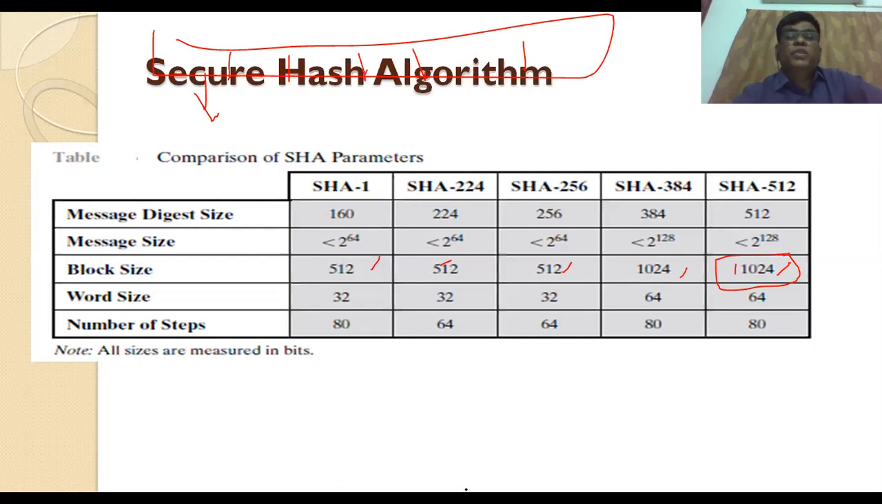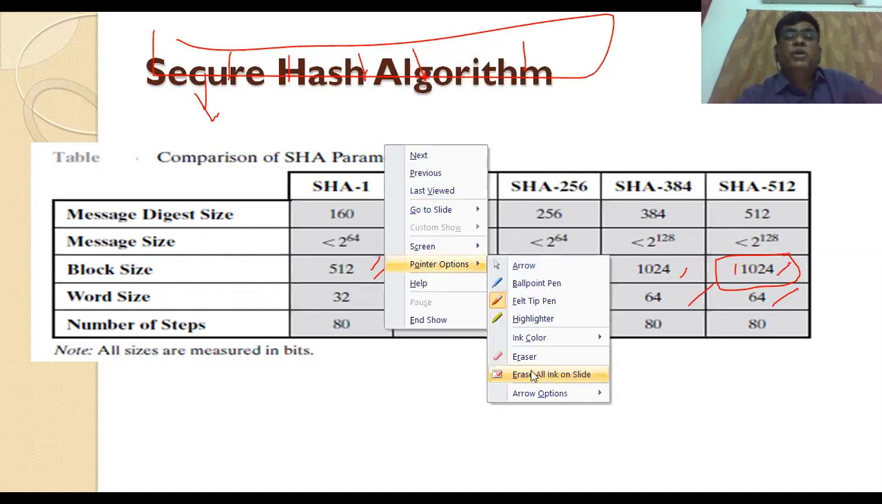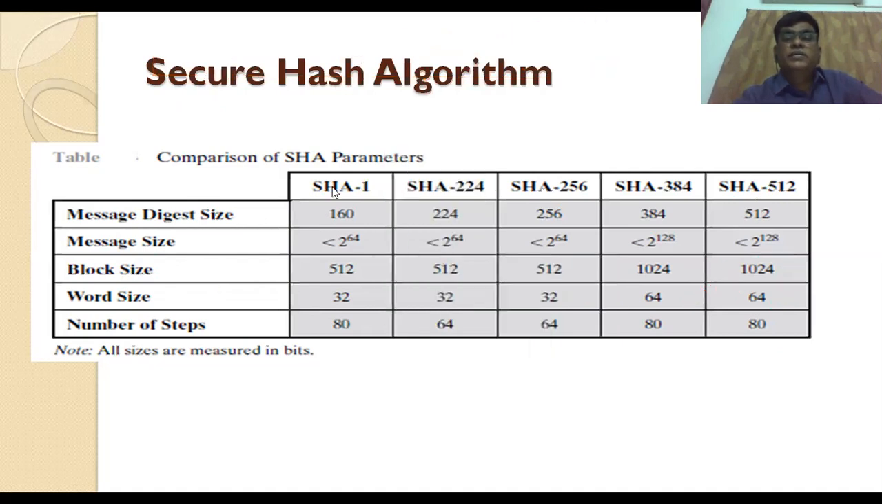And word size: a message is divided into a number of blocks, and each block may contain words. The word size in these algorithms is 32 bits, but here 64 bits. And the number of rounds or steps used in these algorithms is 80 rounds, 64 rounds, 64 rounds, 80 rounds and 80.